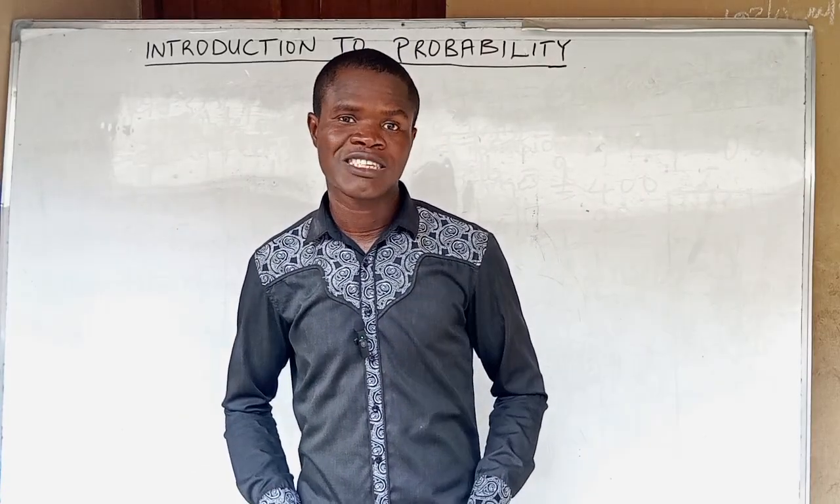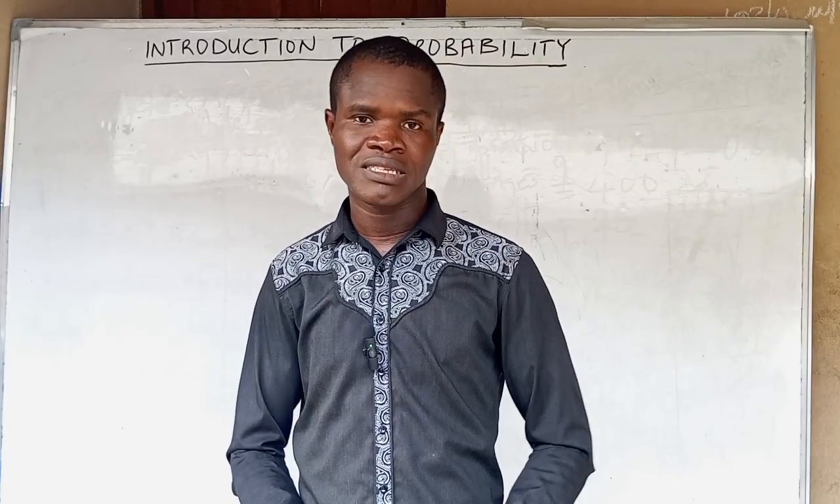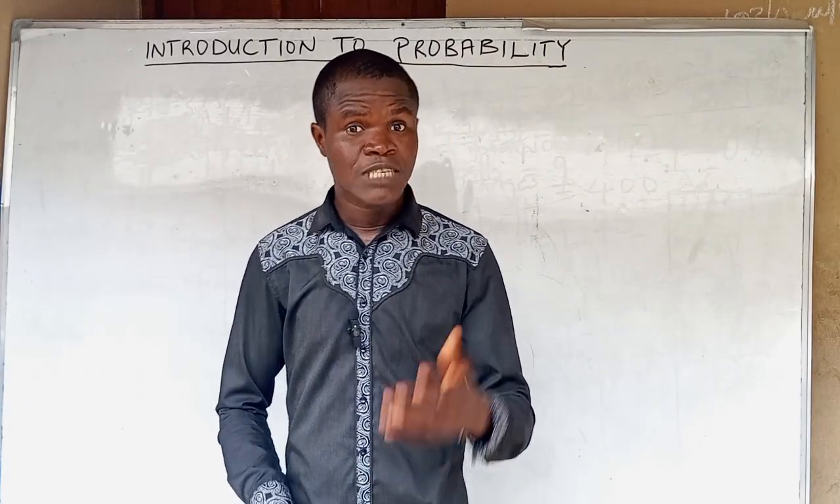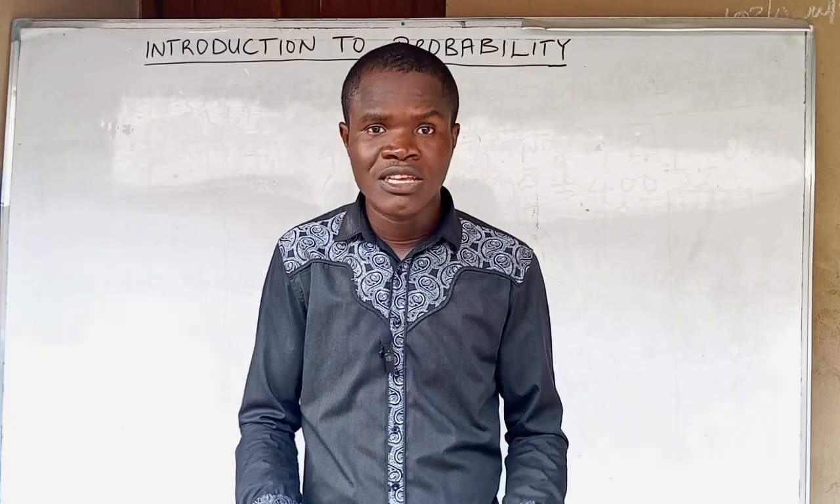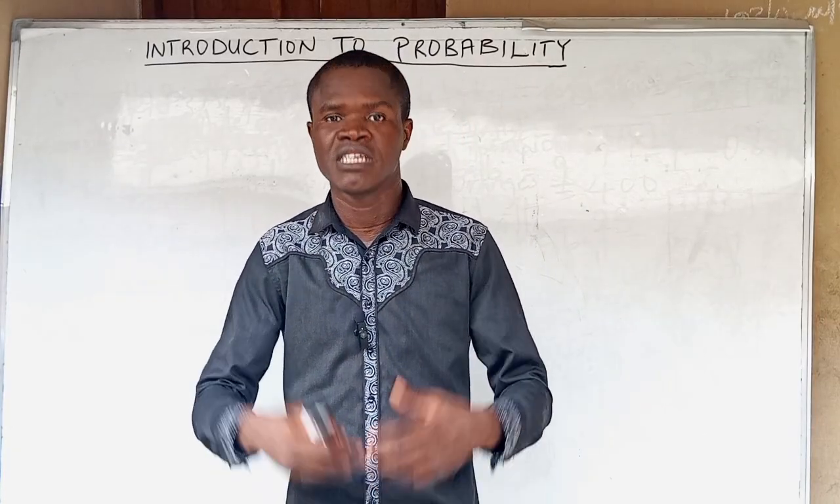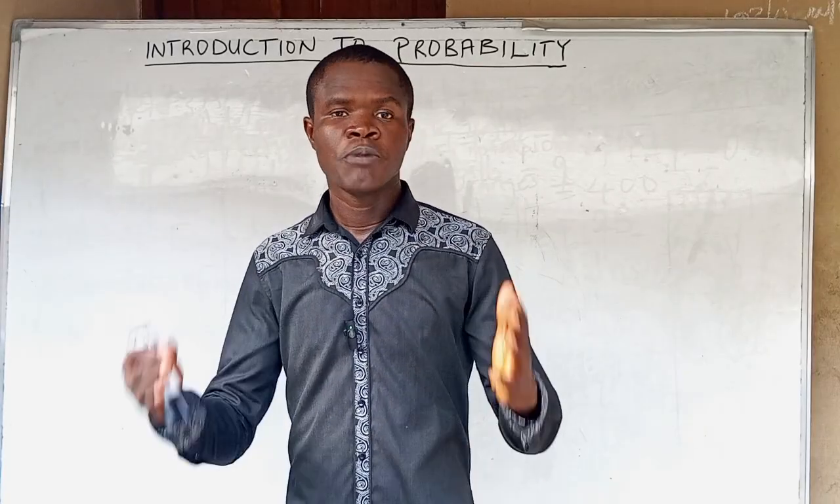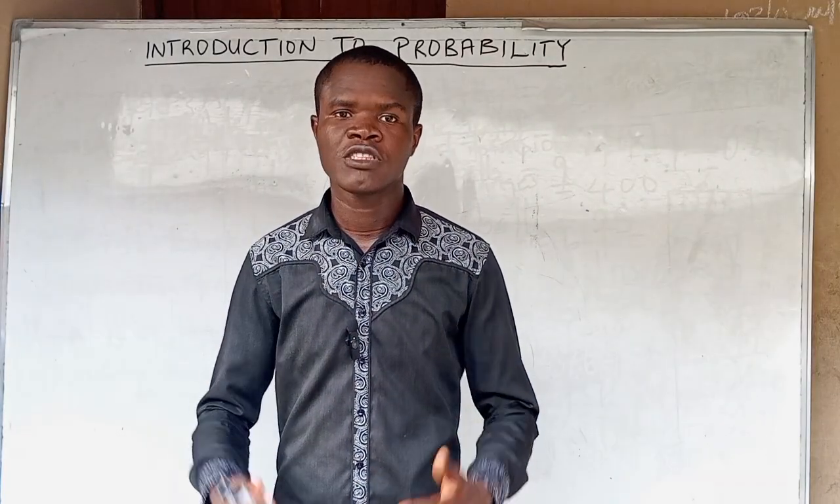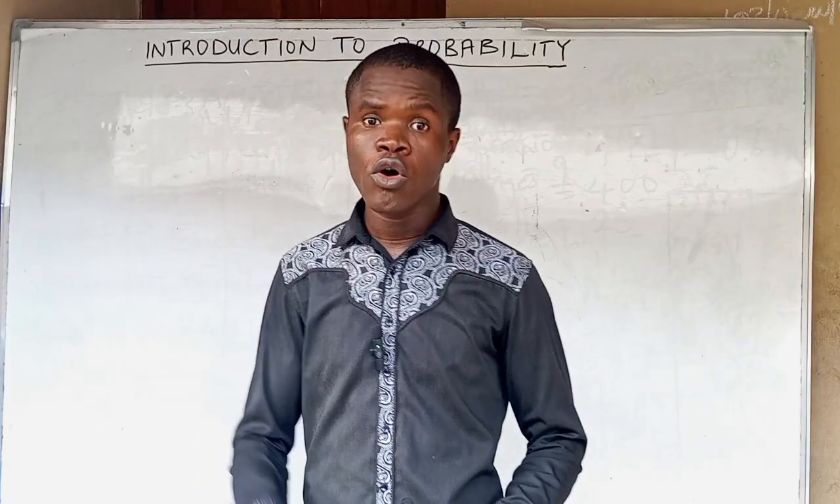Probability results can be expressed as decimal numbers, as fractions, as percentages. We can even use words to express our probability results. You must note that the probability of success plus the probability of failure is equal to 1.